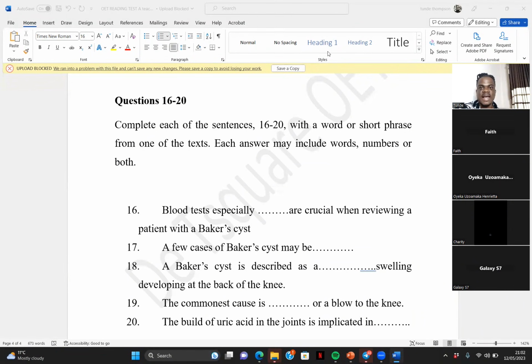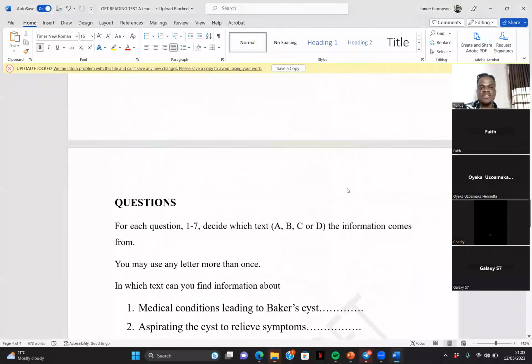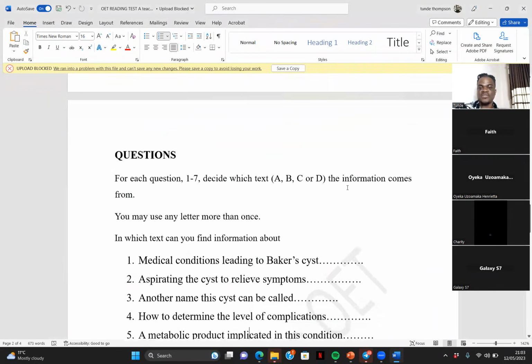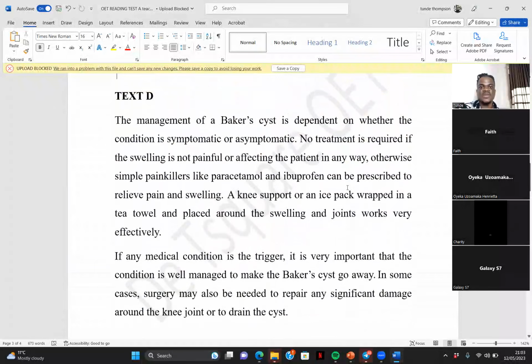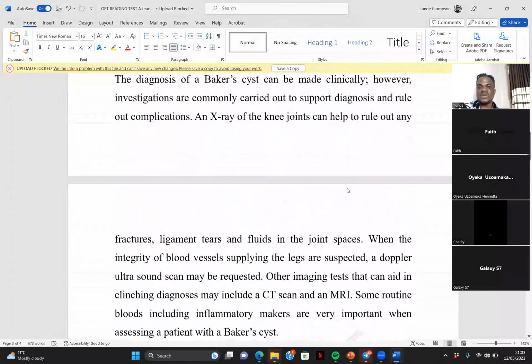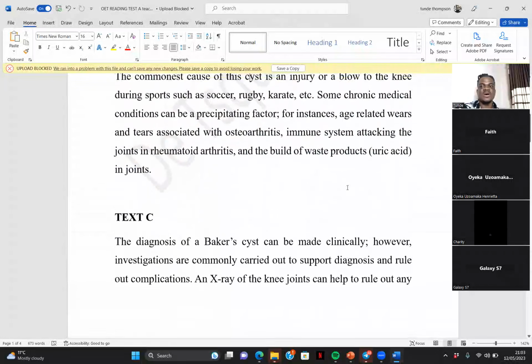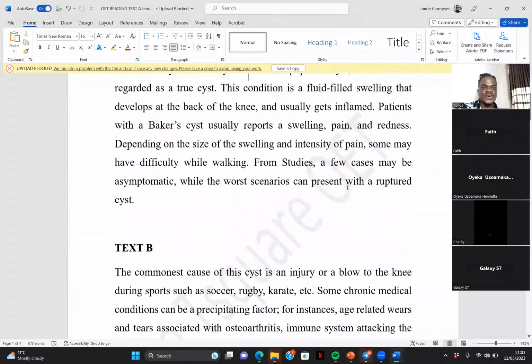Now, let me see what we are asked. Okay, they said asymptomatic, and we are going to A. Okay, a few cases of Baker's cyst may be asymptomatic. Let's see if we are correct. Somebody said that we are getting the answer in A. I don't even know where this answer will be coming from, to be honest, because the text is not giving a clue, and you can have 2 or 3 questions like that that will give you a tough time on that very day.